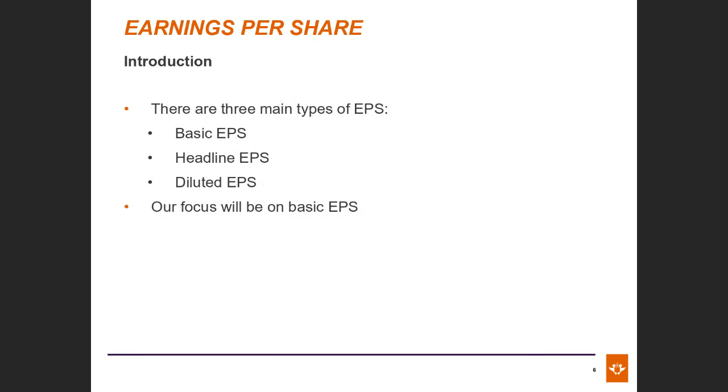So there are three types of earnings per share. We have our basic earnings per share, then we have our headline earnings per share, and then we have our diluted earnings per share. We are going to focus on the basic earnings per share. We will briefly explain how to calculate the headline earnings per share and the diluted earnings per share, and see how these are different to the calculation for the basic earnings per share.